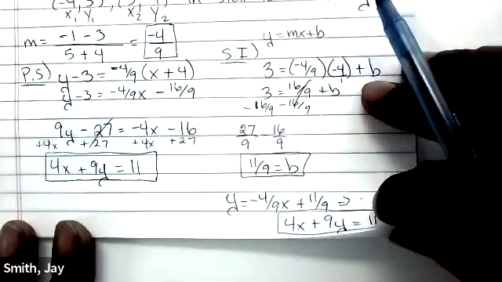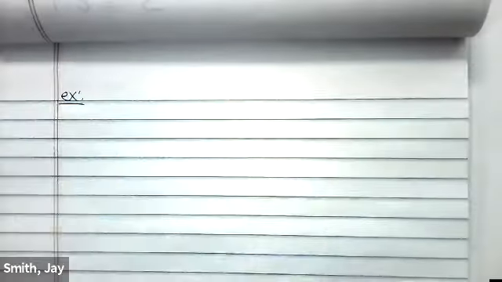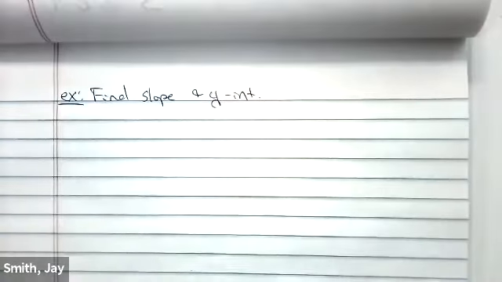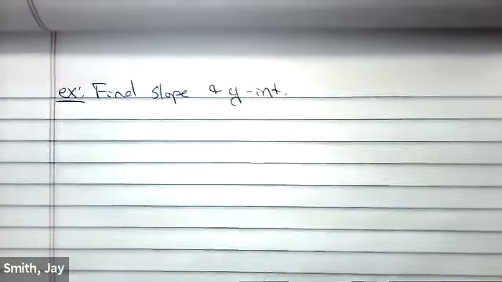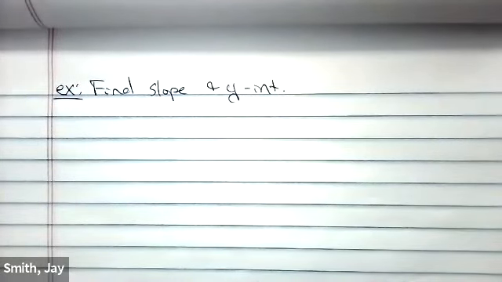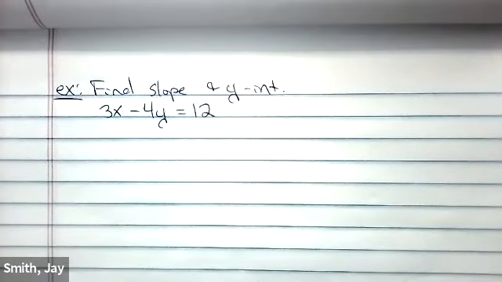All right. Another scenario. 2.5 we need to be aware of. Here we're asked to find the slope and the y-intercept, given the equation in a different form. So here, let's find the slope and the y-intercept. And we're given the equation 3x minus 4y is equal to 12. So we're asked to find the slope and the y-intercept for an equation that's given to us in standard form.